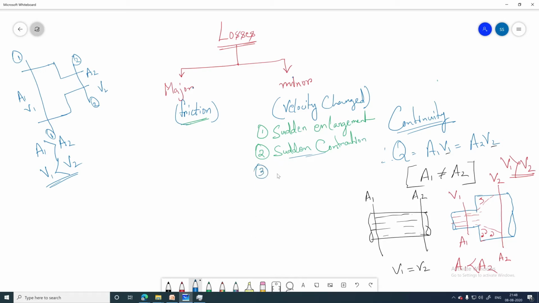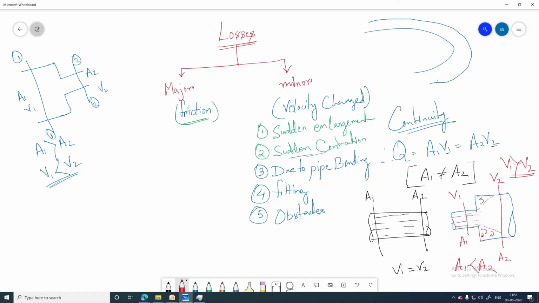Now 3, due to pipe bending. So if we bend the pipe something like this, okay, we change the shape of the pipe, or if you bend the pipe, then also some minor losses are there. Now 4, due to pipe fitting. There are various types of fittings available in the market.